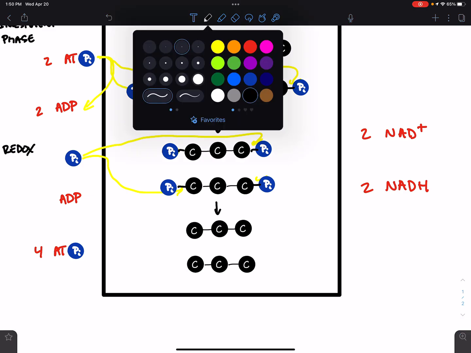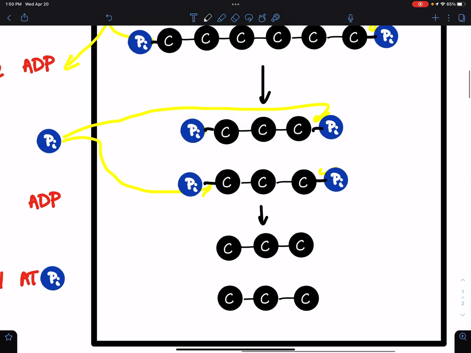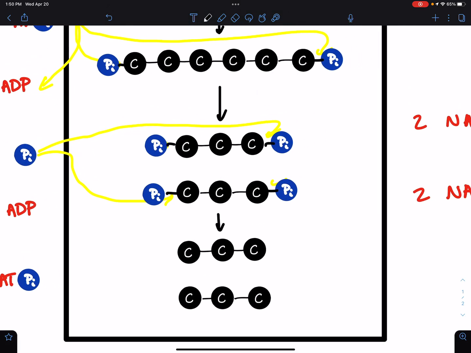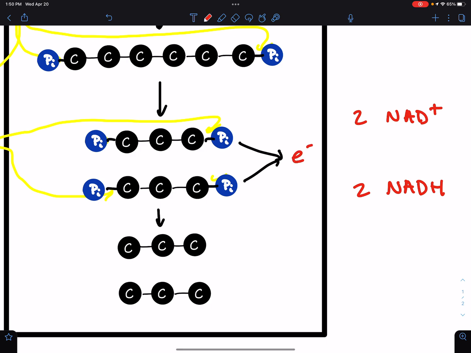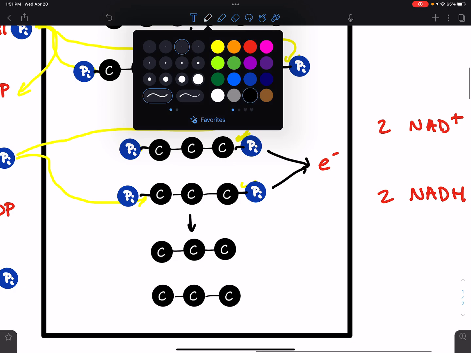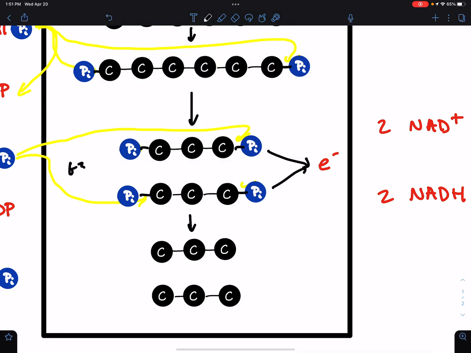And then this is coupled with a redox reaction where electrons, high energy electrons, are stripped from this 3-carbon compound, which is called G3P.